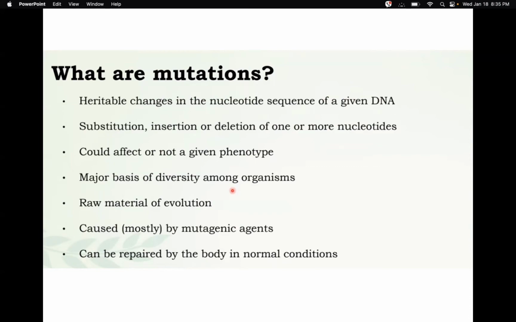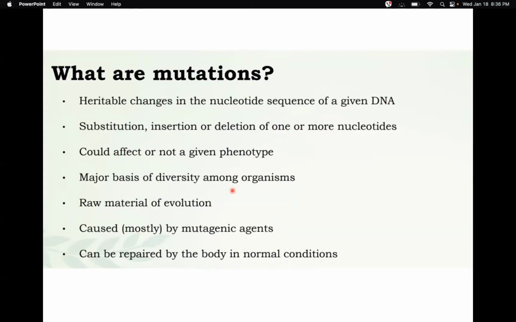Personally, I believe that nothing is permanent. The only constant thing in the world is change, and that includes a change in the DNA that results in mutation. It is caused mostly by mutagenic agents. So what are mutagens or mutagenic agents? These are substances that cause mutation, either physical or chemical. And it can be repaired by the body in normal conditions.